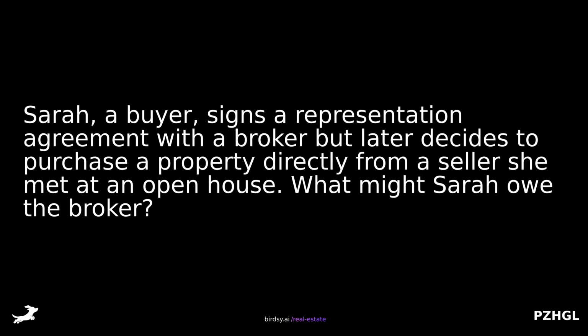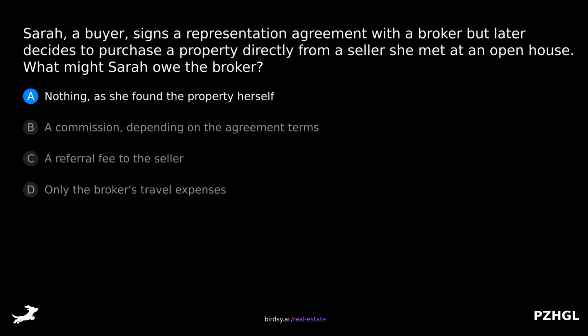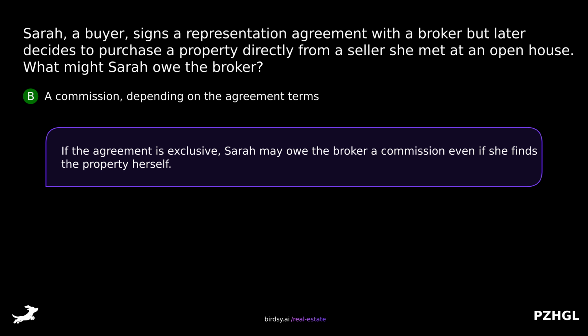Sarah, a buyer, signs a representation agreement with a broker, but later decides to purchase a property directly from a seller she met at an open house. What might Sarah owe the broker? Is it A, nothing as she found the property herself, B, a commission depending on the agreement terms, C, a referral fee to the seller, or D, only the broker's travel expenses? The answer is B, a commission depending on the agreement terms. If the agreement is exclusive, Sarah may owe the broker a commission even if she finds the property herself.